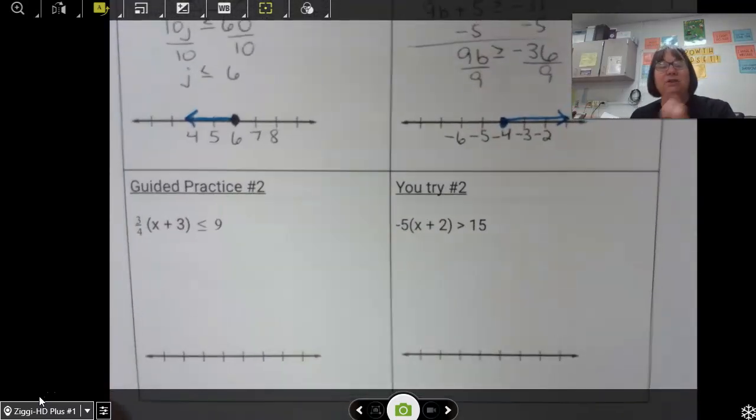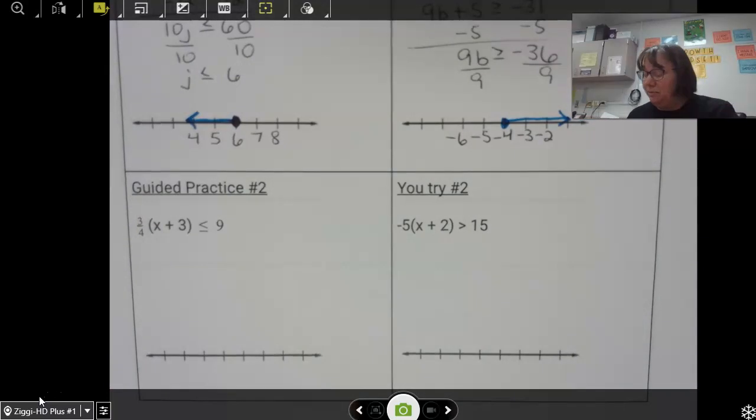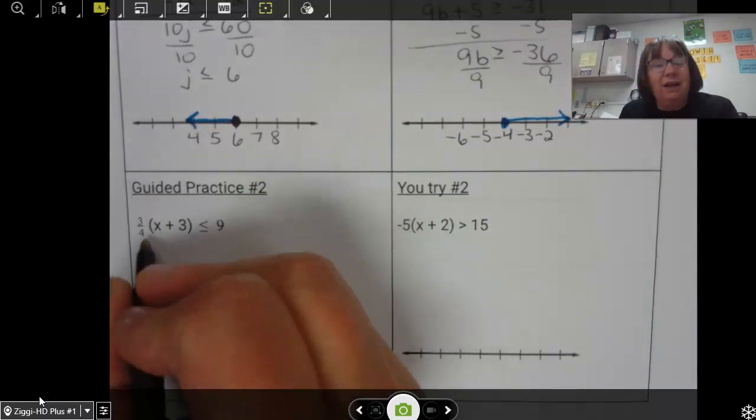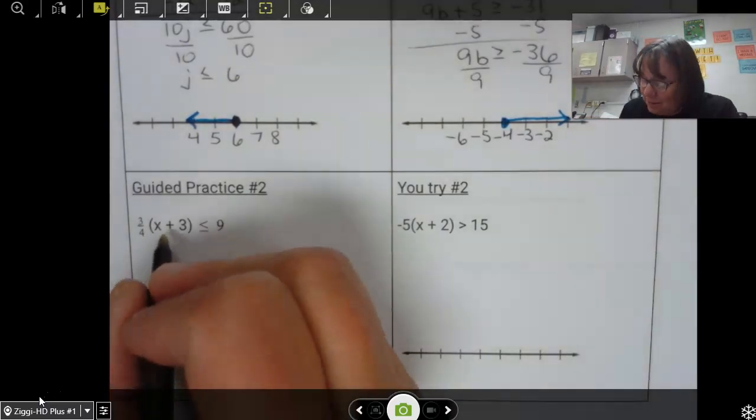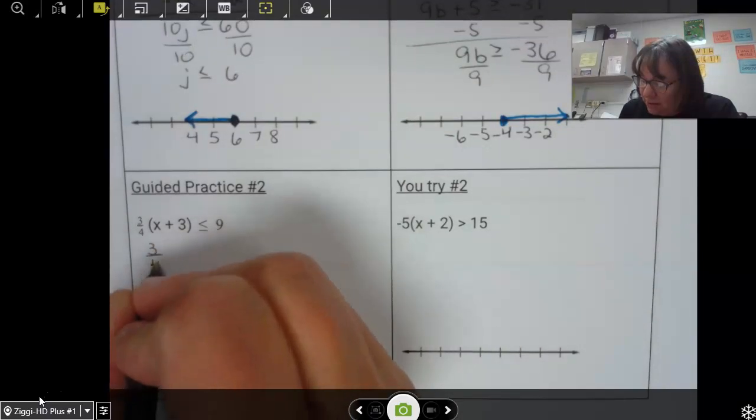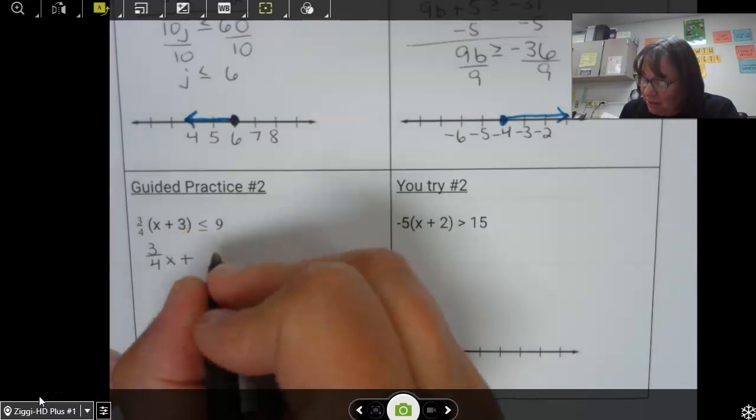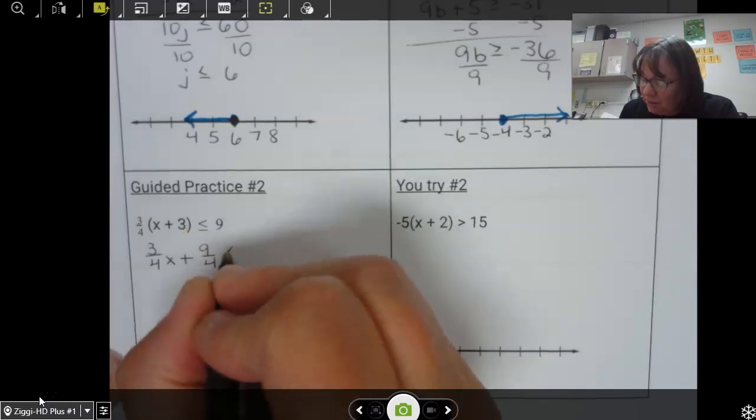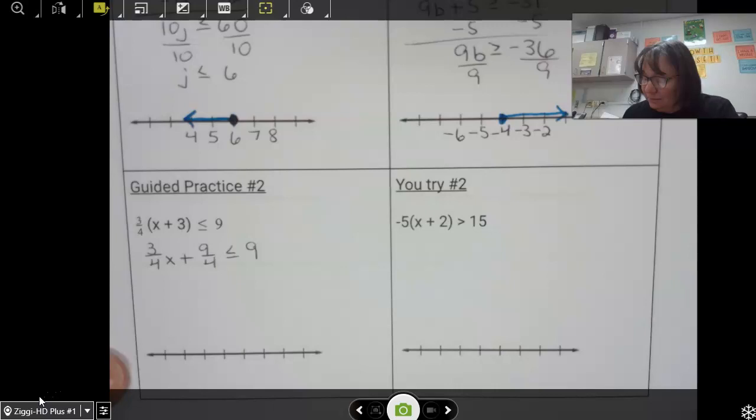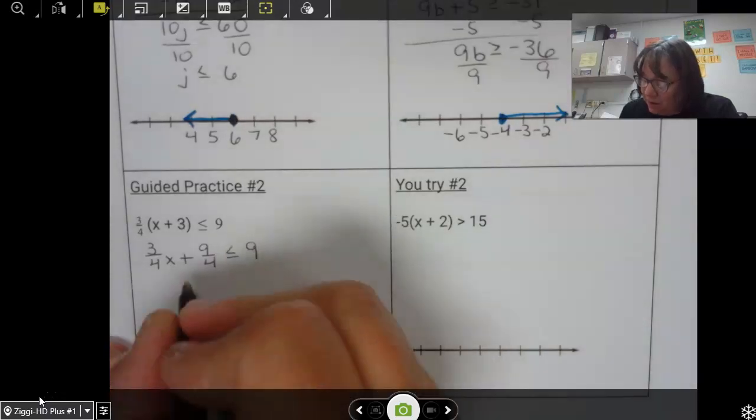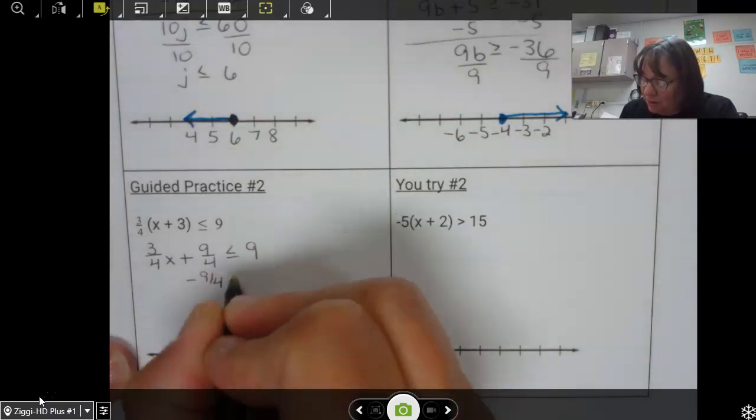Okay, the next set of questions involve the distributive property. So I would take 3/4 times x, which gives me 3/4 x, plus 3/4 times 3, which would be 9/4, is less than or equal to 9. So the first thing we're going to do is subtract the numbers on both sides.